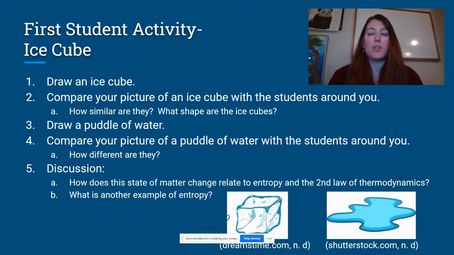By now, the ice cube on the table has begun to melt, and the students can visually see the randomness to the melting as each puddle on the lab table is different. We can end the activity with a discussion on how this simple activity relates to entropy and coming up with more examples of entropy.